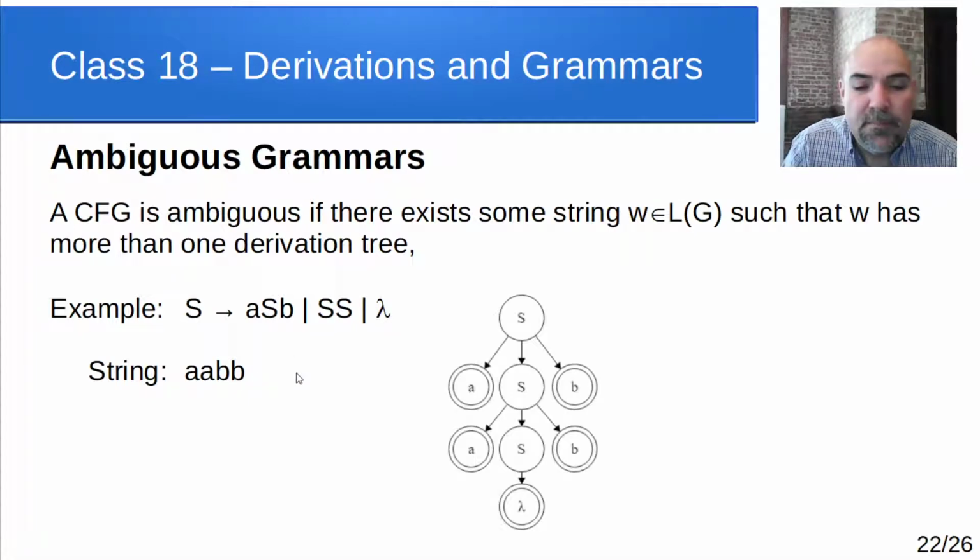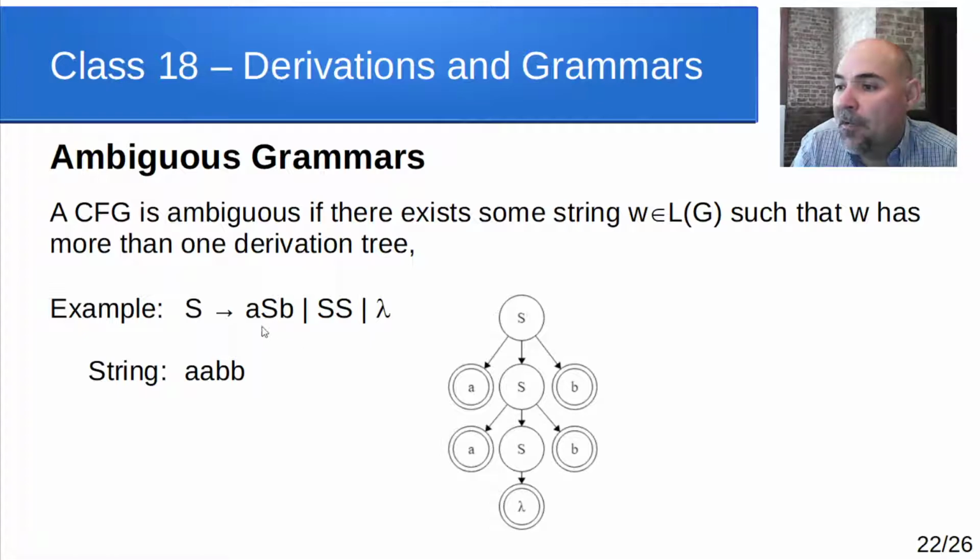AABB. S produces ASB. S produces ASB. S produces lambda. So this is one derivation tree for that. Notice if we follow an in-order viewing of this tree, what gets produced first is A, and then right after that is the second A, and then right after that is this lambda, and then right after that is B, and then right after that is B. So there's our AA, nothing, BB getting produced.